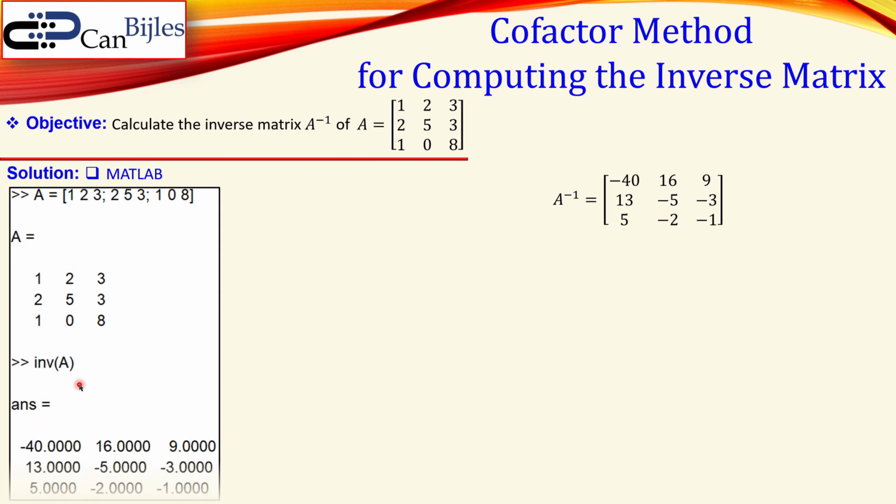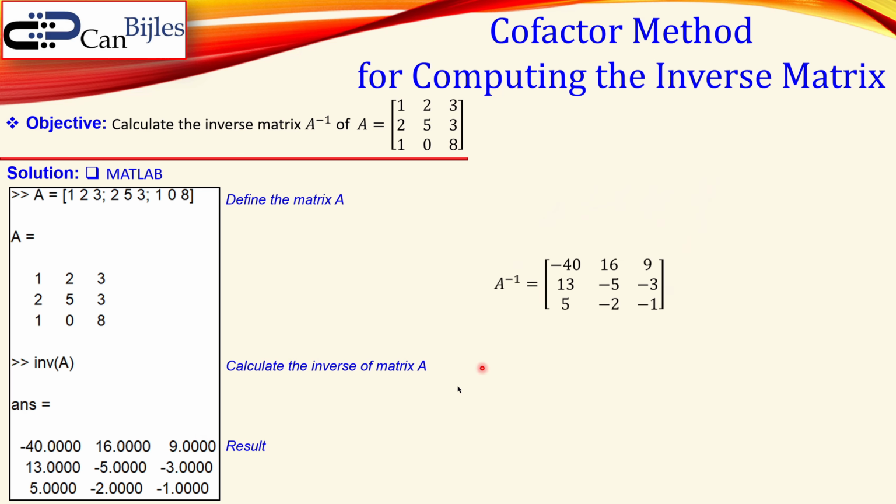This is in the MATLAB command window. You see here the definition of our matrix. You see here 1, 2, 3, semicolon. That is the first row of our matrix, as shown here. Then the second row, 2, 5, 3, as shown here, and 1, 0, 8, as shown here. So we have now our matrix. We calculate the inverse of that matrix using the inv operator, and then the result will be like so.